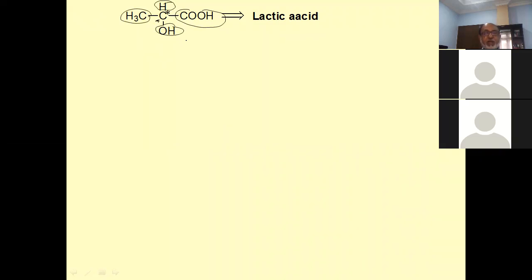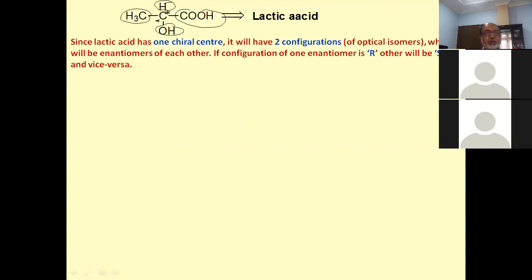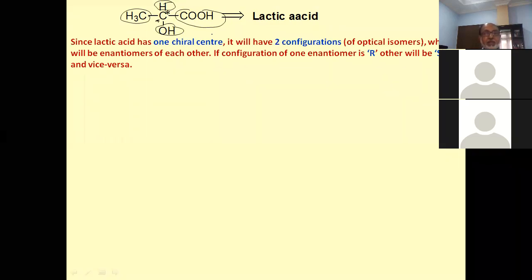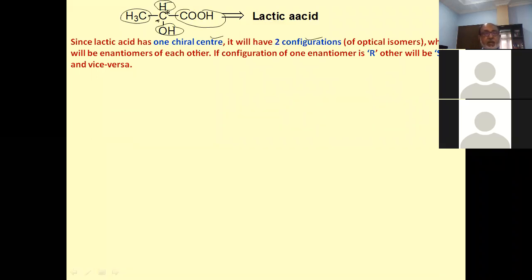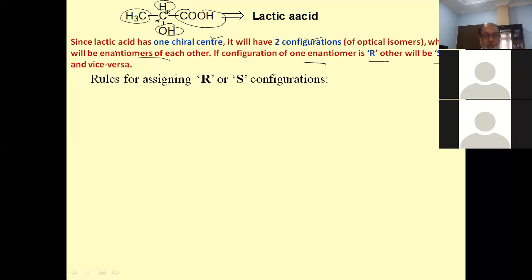So it will have 2 isomers. Since lactic acid has one chiral center, it will have 2 configurations of optical isomers, which will be enantiomers of each other. That also we know. And if the configuration of one enantiomer is R, the other one will be S, and vice versa. This is what is already known. Now, first of all, the rule for assigning the configuration, because we have to go fast. These are things which are just a recapitulation of what you have done in your college.